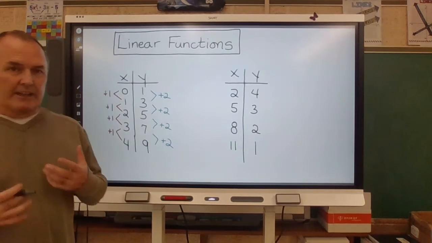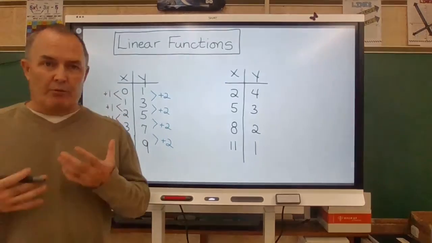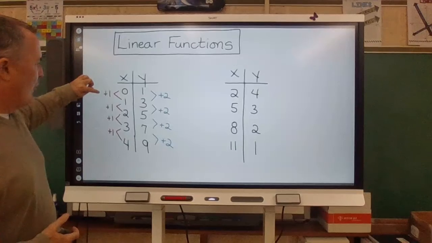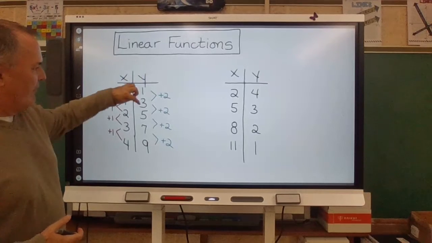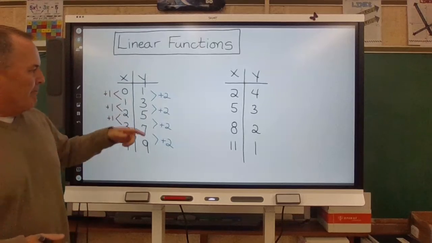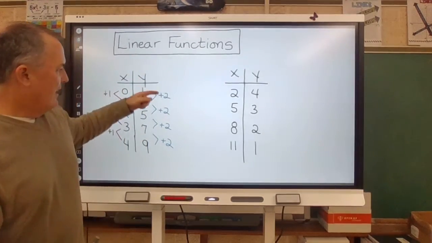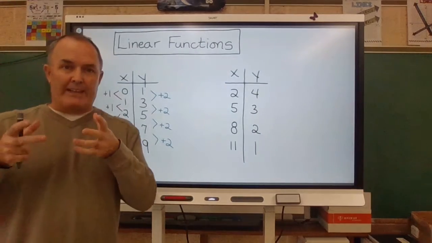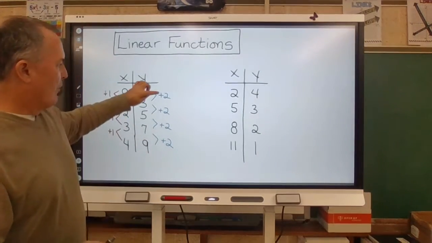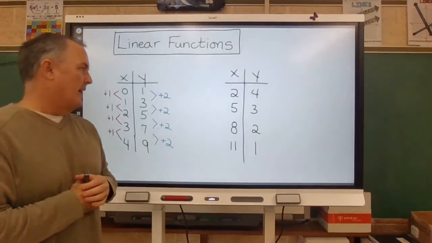So what makes something linear is we have a constant change or a constant rate of change. Every time we go up 1, we're going up by 2 every single time. So if something's linear, it means that the initial change, the first change, is going to remain constant and the same. So we're going to either add or subtract the same number every single time.